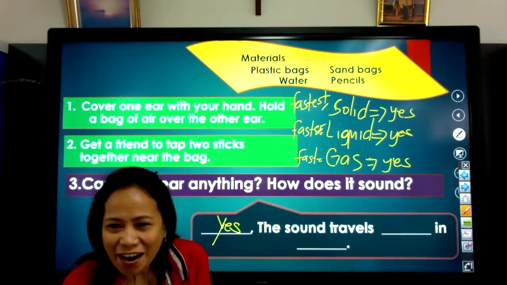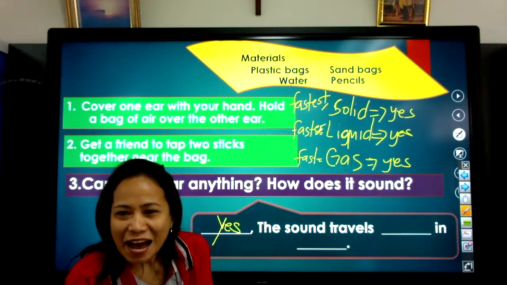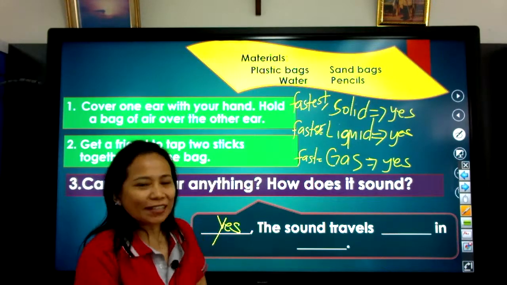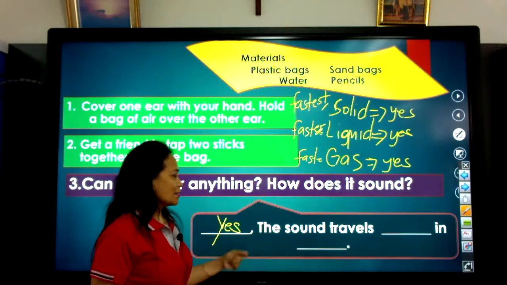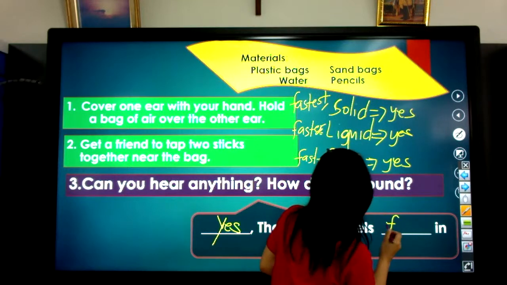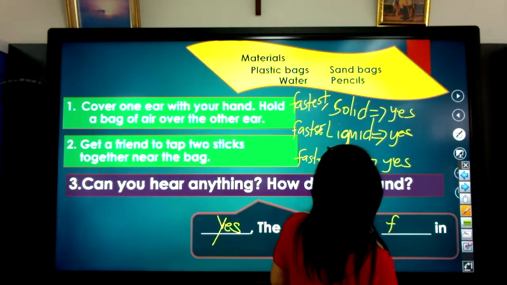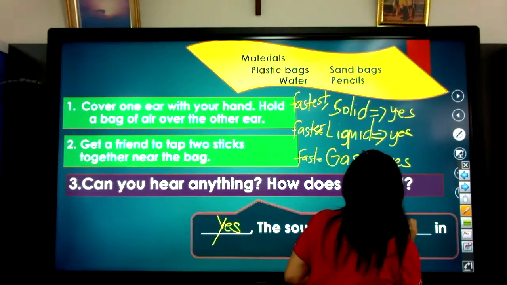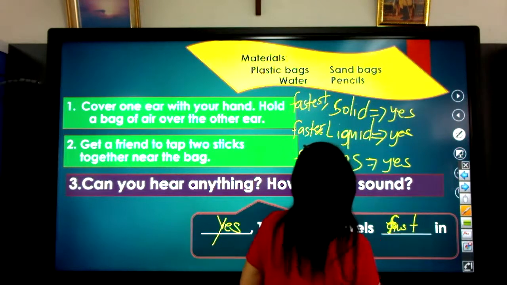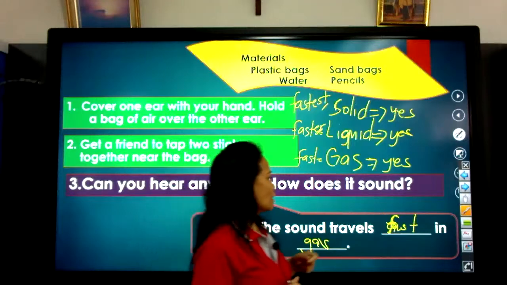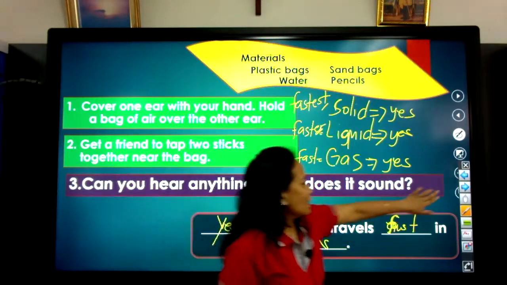Faster than gas. Very good. Okay, yes, the sound travels faster in liquid. Fast in gas. Okay, the sound travels fast in gas.